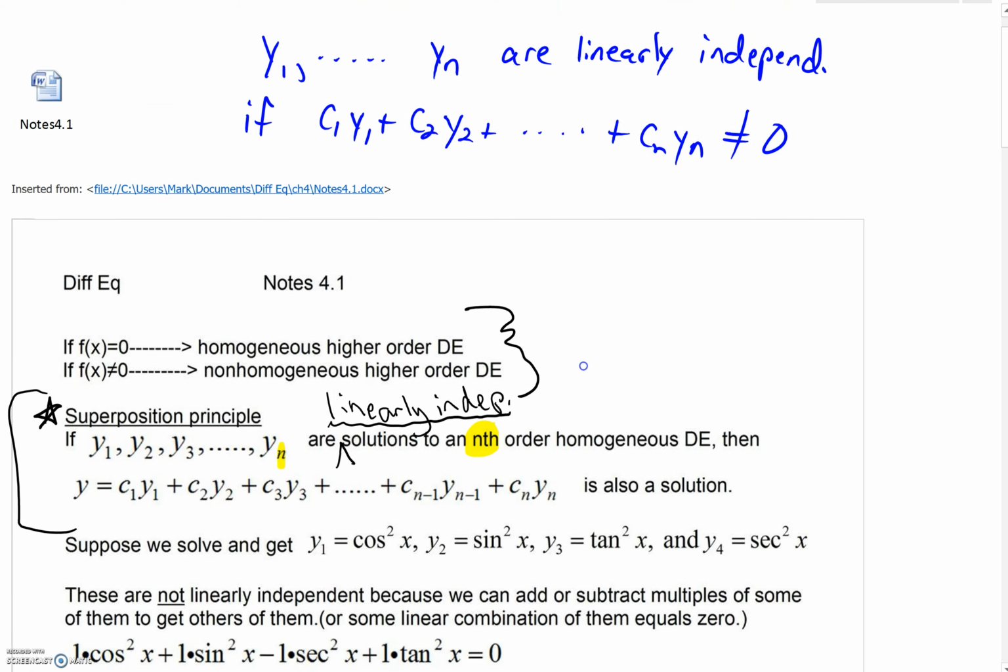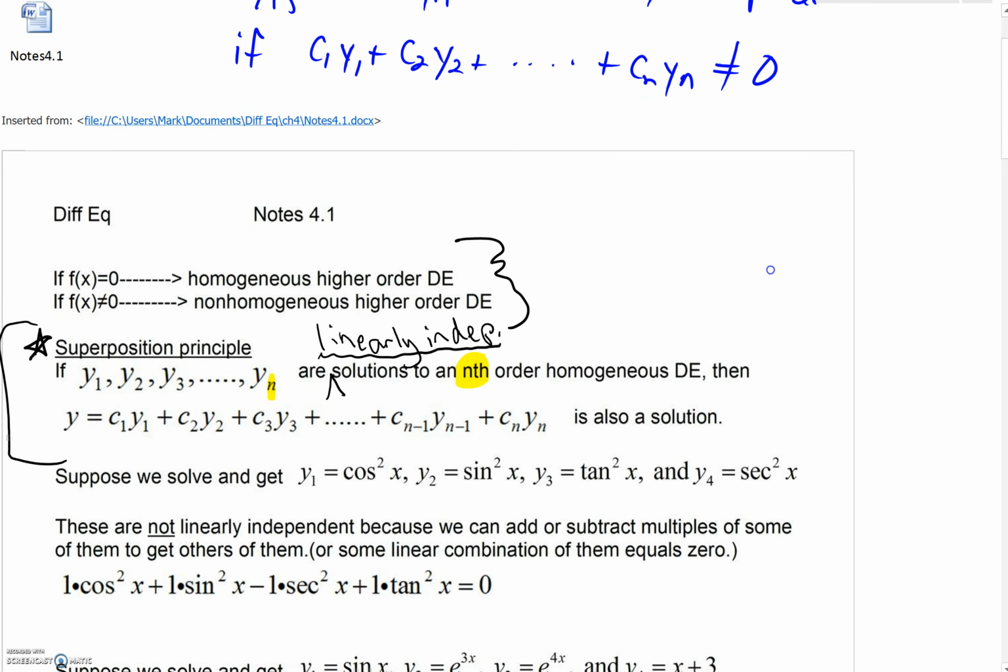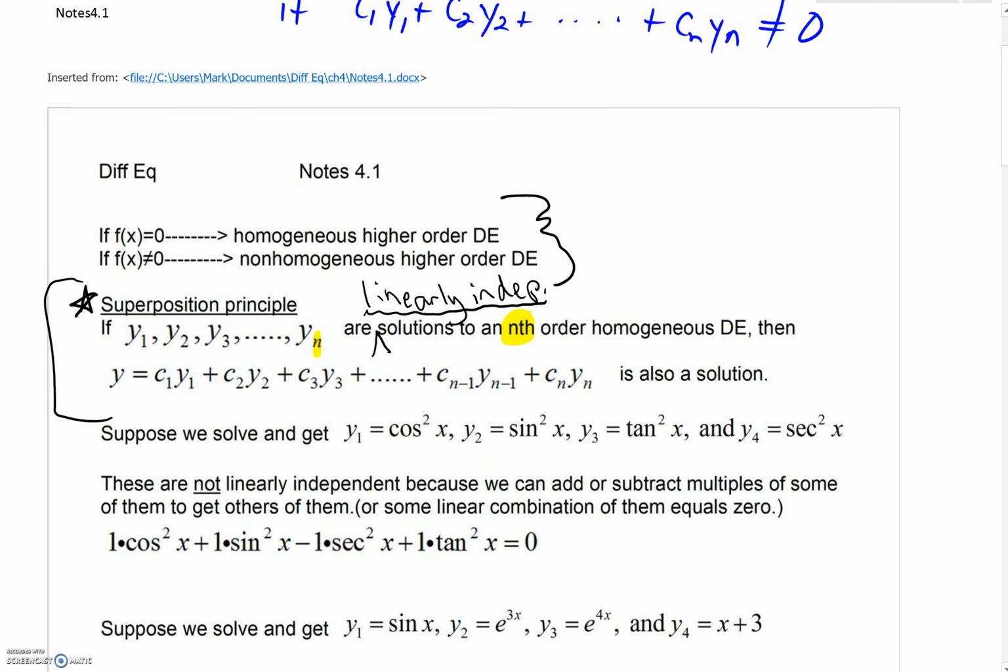What does it mean to be linearly independent? Well, it means that if you were to combine them, put some constants out in front and add them together, there would be no way that you could ever get 0. So what we're going to see is that you won't be able to have multiples of some of them to get others, or even the opposite of others. But let's just say that we have n linearly independent solutions. You combine them with constants, you can't get 0.